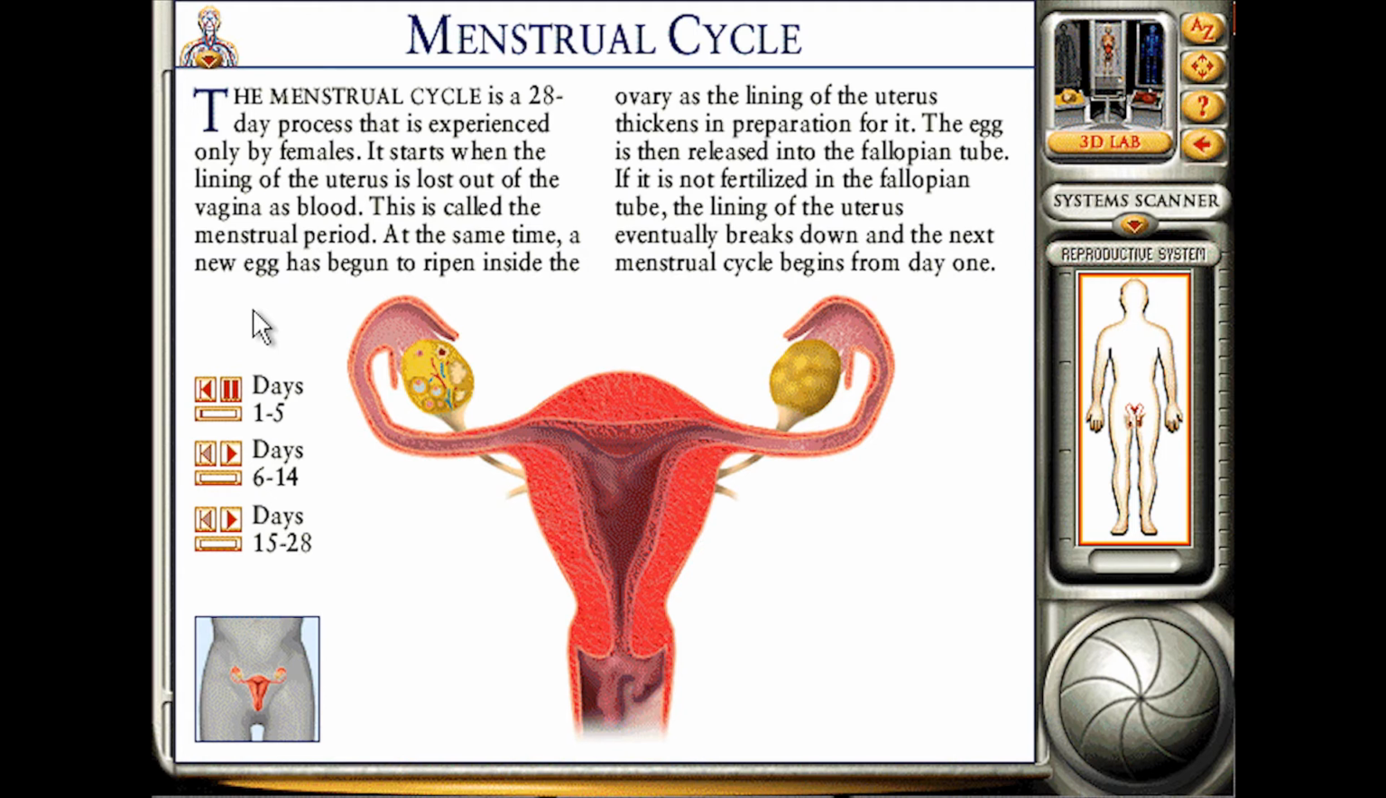The menstrual cycle starts with the menstrual period, which occurs from day 1 to day 5. During this time, blood and dead cells from the lining of the uterus flow through the cervix and out of the vagina.